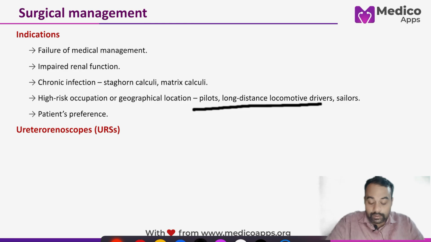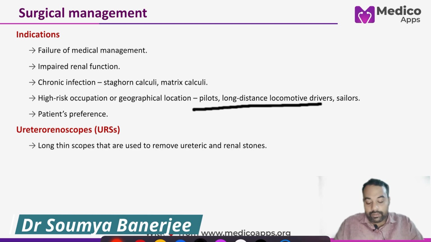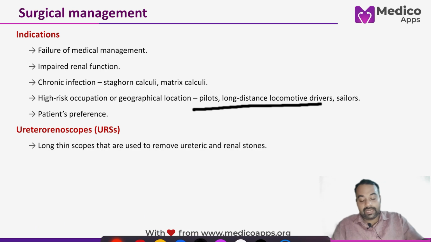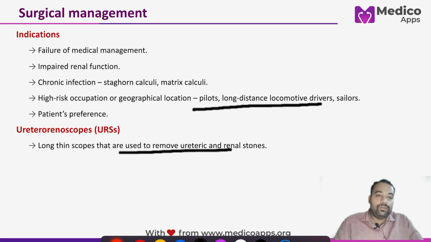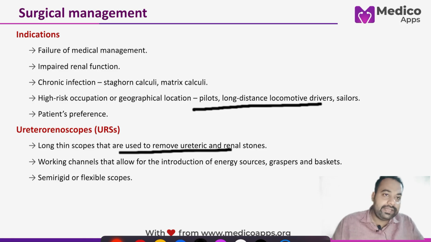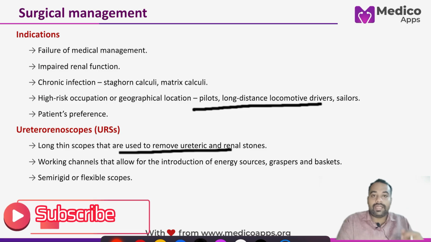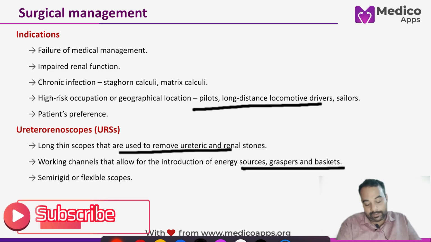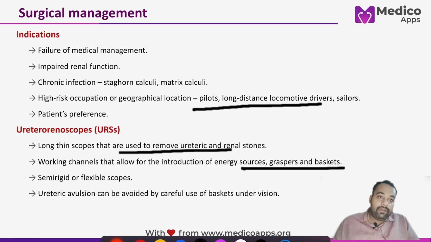So obviously what are the options we have? So we have the ureteroscope. Okay, so regarding the ureteroscope, there are long thin scopes that are used to remove the ureteric stones and the renal stones in that case. So it could be flexible or semi-rigid, and through that ureteroscope there are a few separate channels through which we can introduce the energy source, graspers and the basket as well. Okay, ureteric avulsion is a potential risk in that case, so that's why you have to be pretty careful while using the basket under vision.